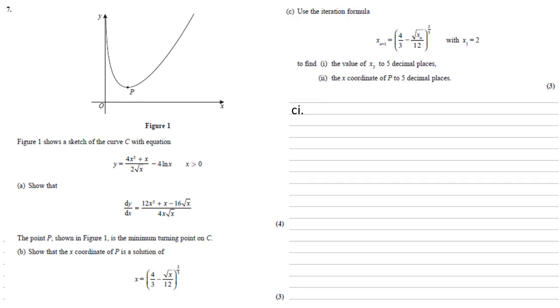For part C, we need to use the iteration formula x n plus 1 equals (4/3 minus root x n over 12), all to the power of 2 over 3, where x1 is equal to 2, to find the value of x2 to 5 decimal places. So to find x2, we're just going to put our value of x1 into that iteration formula. So x2 is equal to (4/3 minus root 2 over 12), all to the power of 2 over 3. Putting that into the calculator gives us an answer of 1.13894 to 5 decimal places.